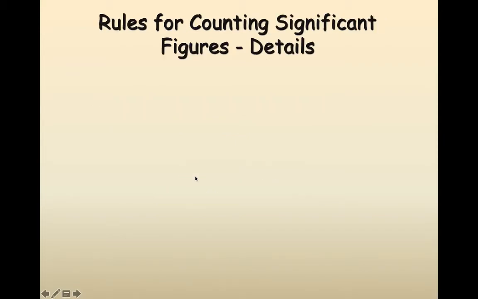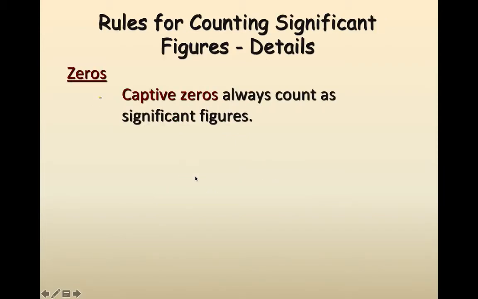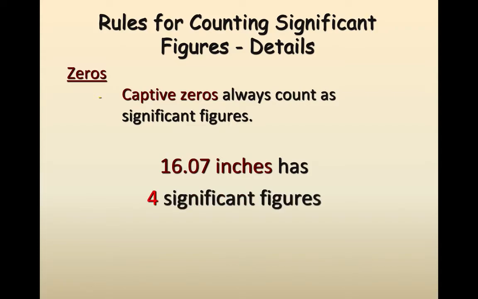The next kind of zero is a captive zero. Like the name implies, if you're captive, you're kind of trapped. These zeros always count, and they're zeros that are trapped between 2 other actual numbers. It doesn't matter where they are in relation to a decimal point. If the 0 is within the measurement anywhere, it counts. That's a captive zero. So this one is going to be 4 sig figs.